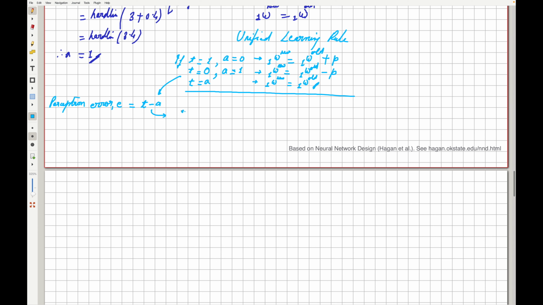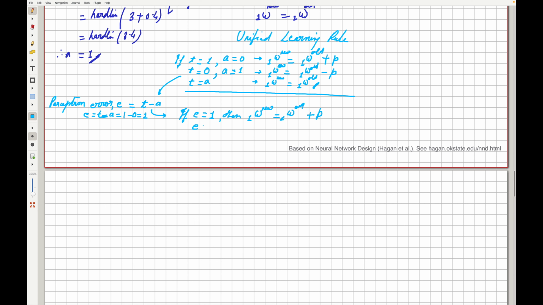We can say that if E is equal to 1, and E is going to be equal to 1 when T is equal to 1 and A is 0, since E is equal to T minus A, then the new W that we calculate is going to be the old W that we have plus the value of P.